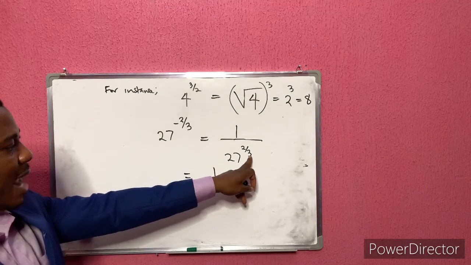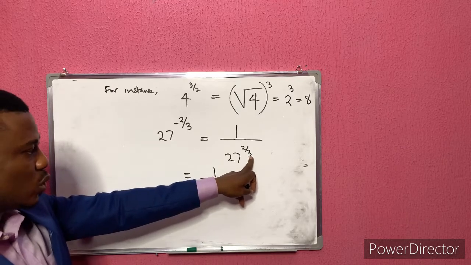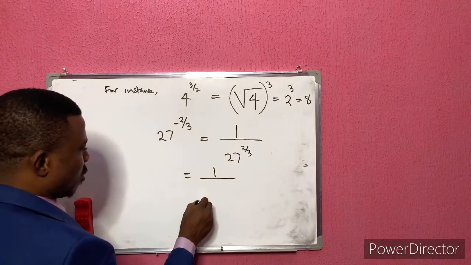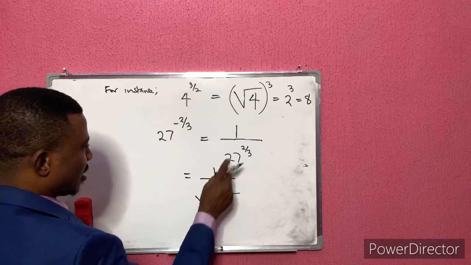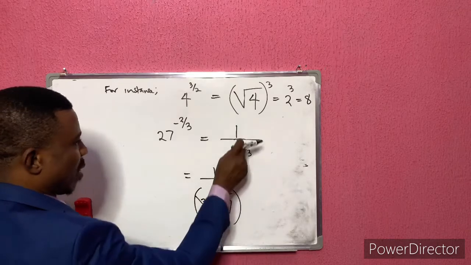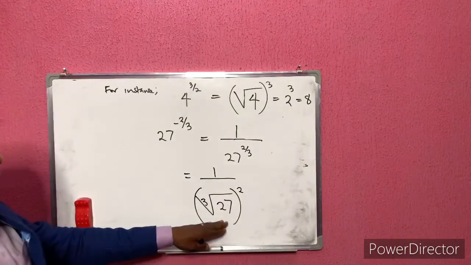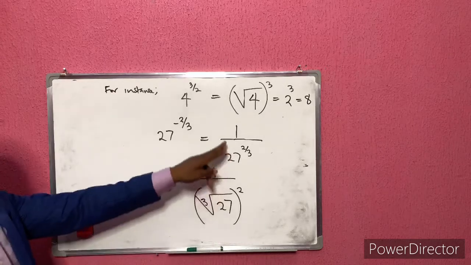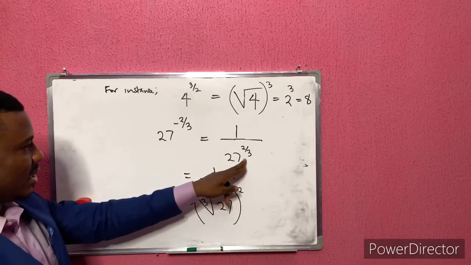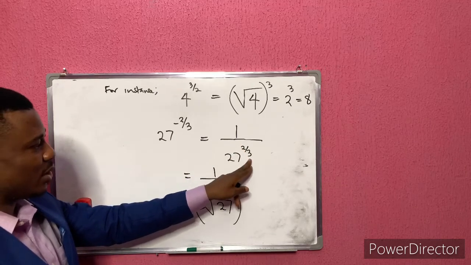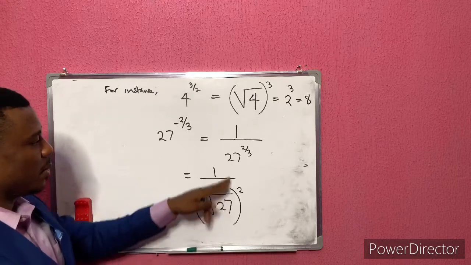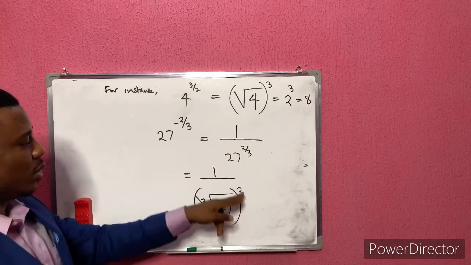When the power is a fraction, we take the root of the denominator. What is the denominator? 3. That means cube root. I am going to take the base and everything raised to the power of the numerator 2. Very easy. To remove the minus sign, take the inverse. You have this. The power is a fraction. Then the denominator will be the root of the base, 27, all raised to the numerator, 2.